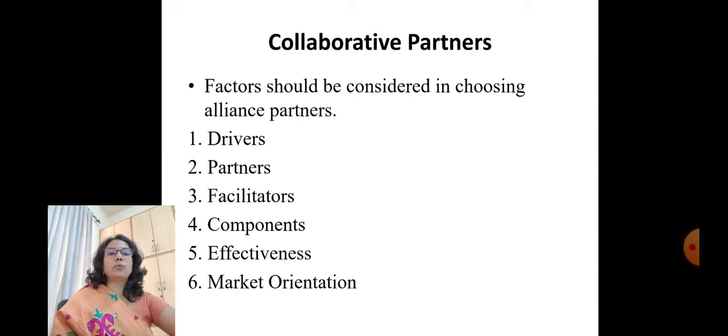Factors to be considered in choosing alliance partners include drivers, partners, facilitators, components, effectiveness and market orientation. Well, drivers: what benefits are offered by collaboration? With respect to partners, which partners should be chosen? And does the external environment favor a partnership? And whether activities and processes in the network. And talking about effectiveness, does the previous history of alliance generate good results? And then about market orientation, whether partners are harder to control and may not have the same commitment to the end user.